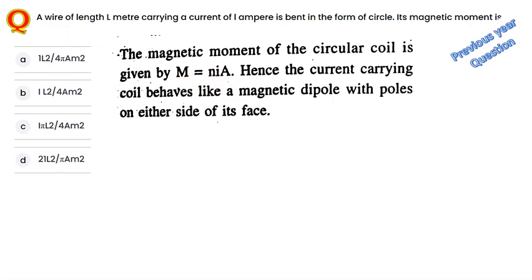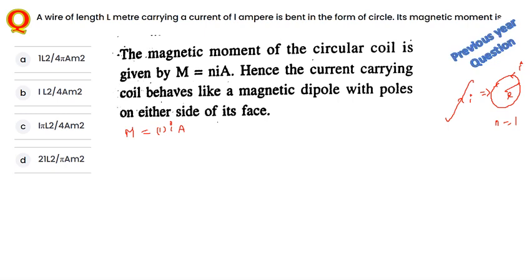Let me tell you in this case. The length of the wire, which carries a current I, is L. Now this wire can be made into the form of a circle, which has a radius R and carries a current I. Here, N is equal to 1. From the formula, the magnetic moment M is equal to N I A, with N being 1.